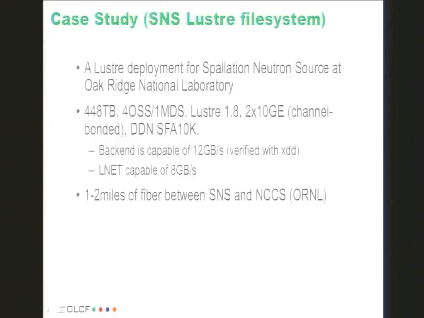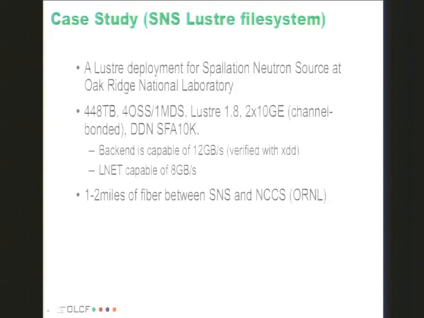The system that I went through this tuning process on is a Lustre system that was deployed for the Spallation Neutron Source at Oak Ridge National Laboratory. I won't talk a lot about the facility, but it's a really unique facility that we have at the lab. The file system itself is 448 terabytes with a DDN SFA 10K backend object storage. We verified that the backend storage is capable of 12 gigabytes per second with XDD, so we know that's not going to be our limitation.